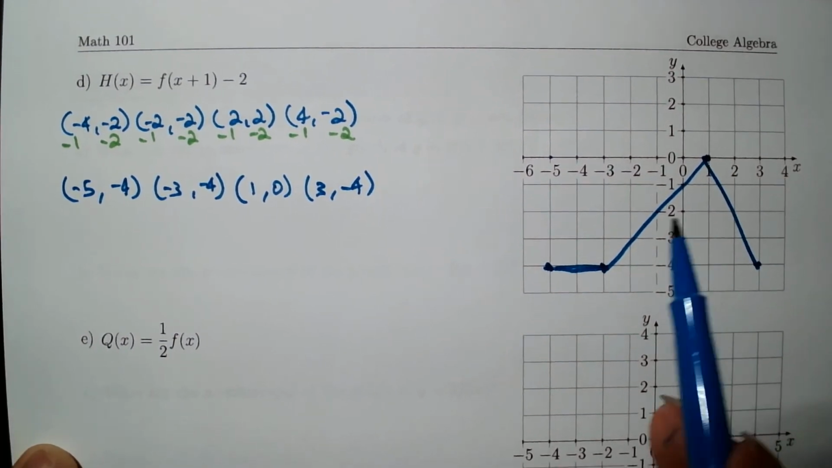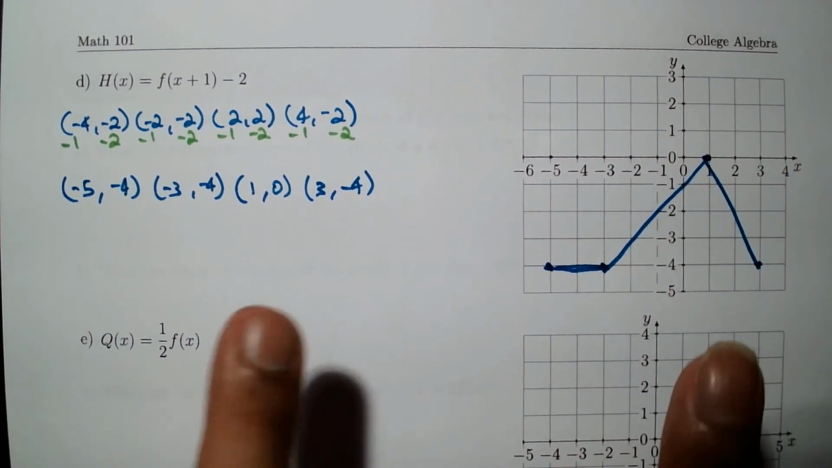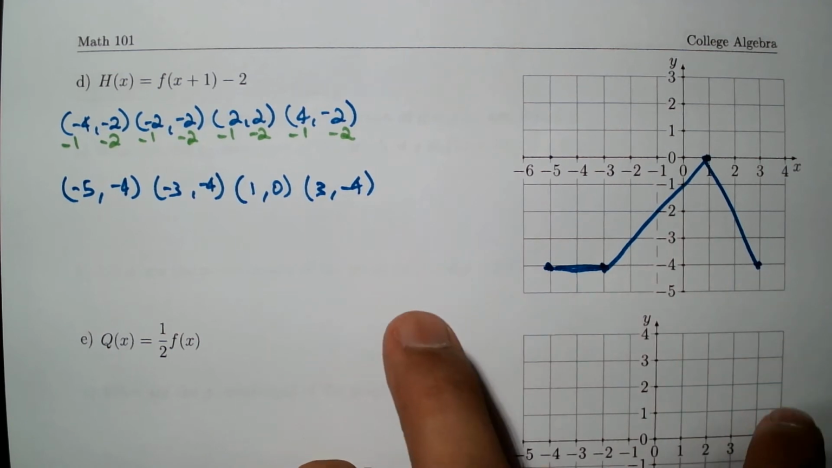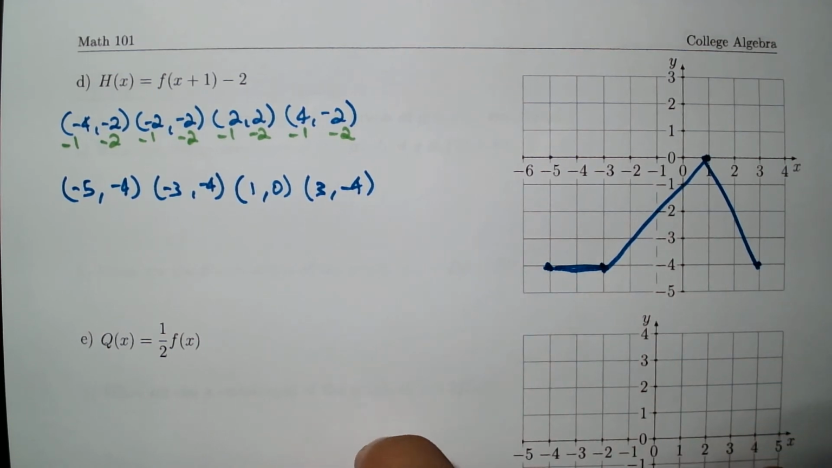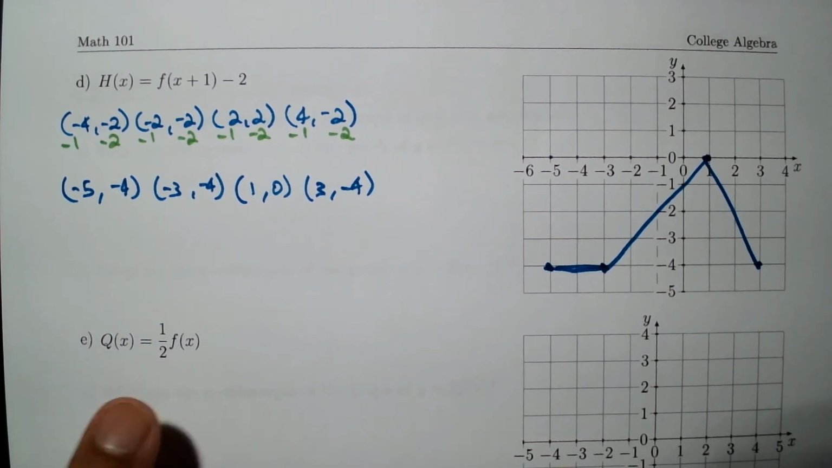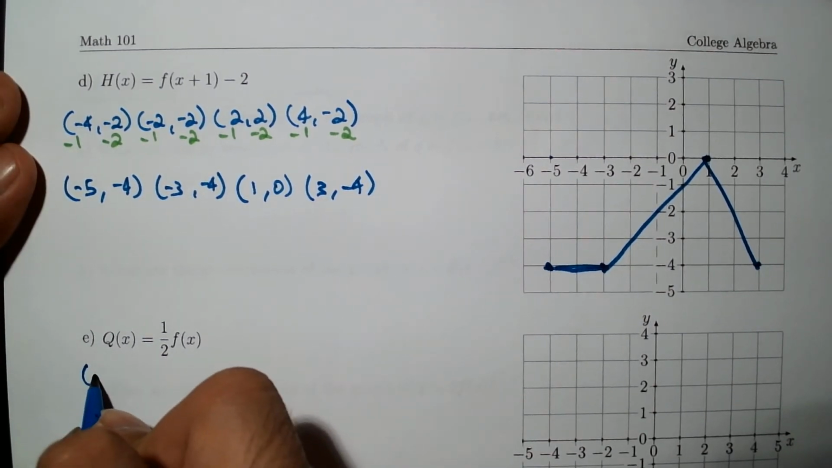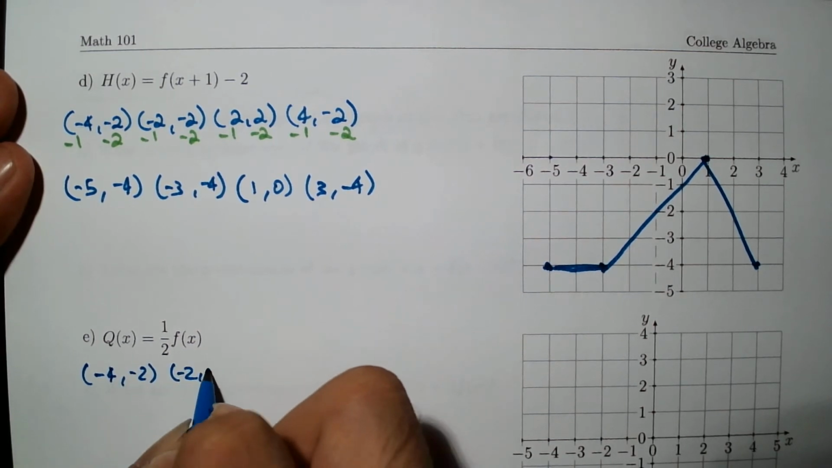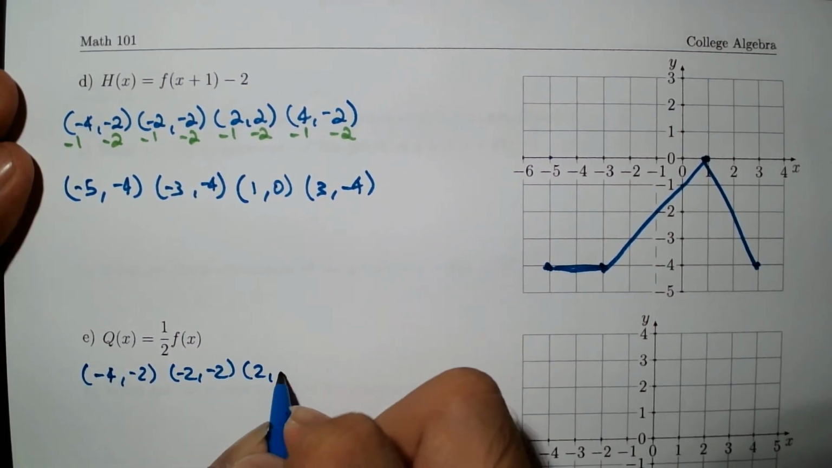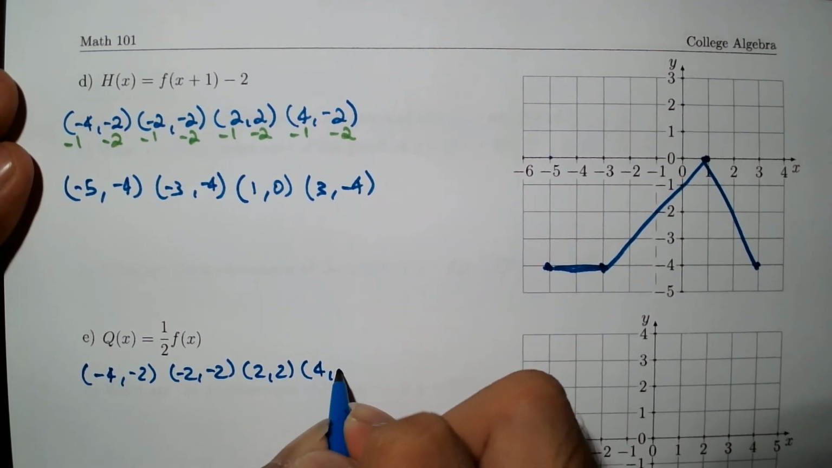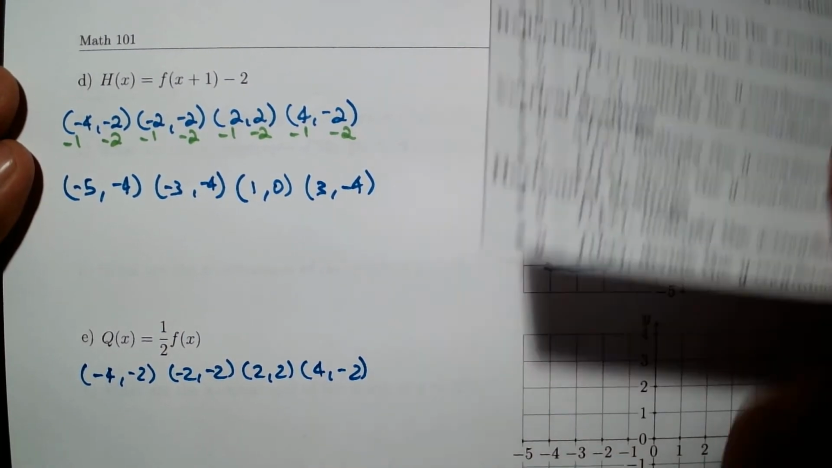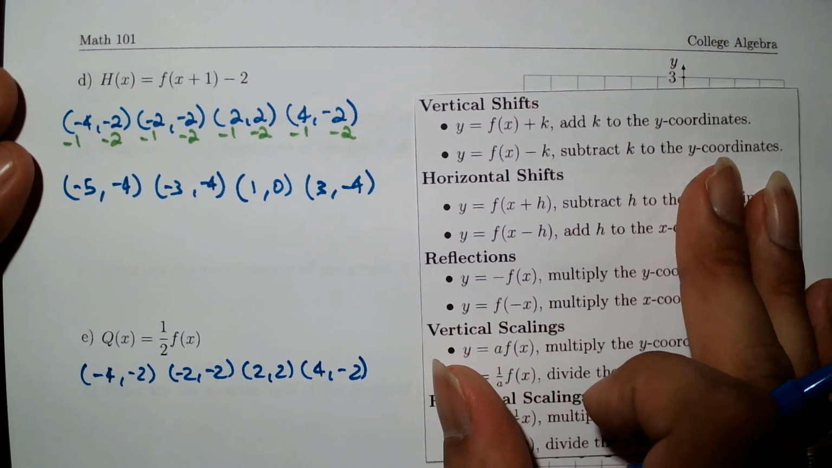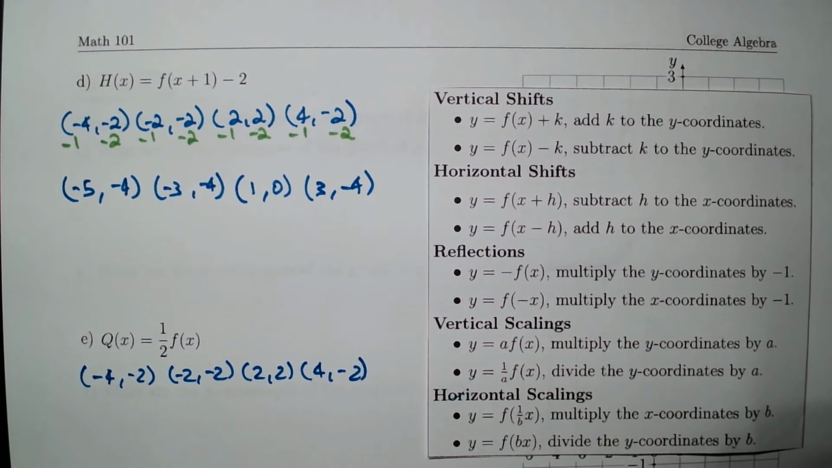So it's essentially the same shape. We moved it 1 to the left and 2 down units. All right, let me write down the points again: (-4, -2), (-2, -2), (2, 2), (4, -2). Let's refer to the shiftings here. Okay, let's refer to this.